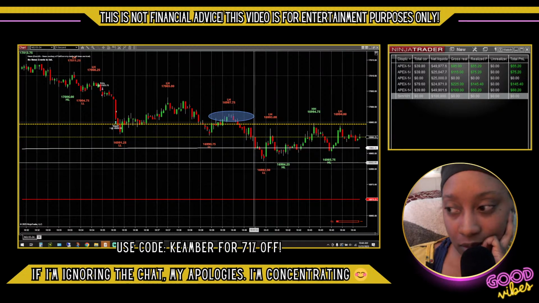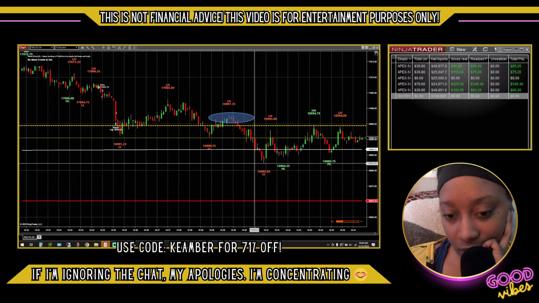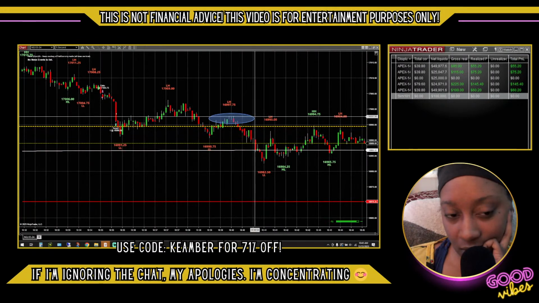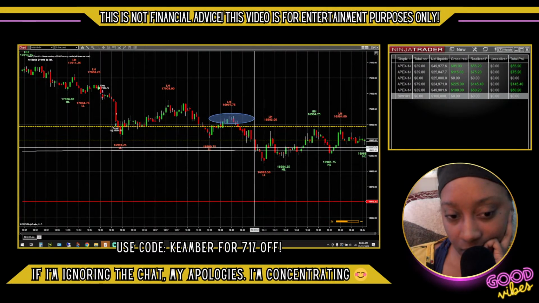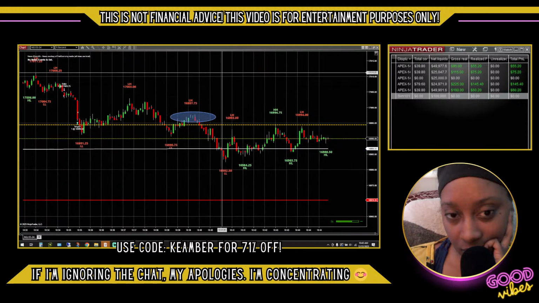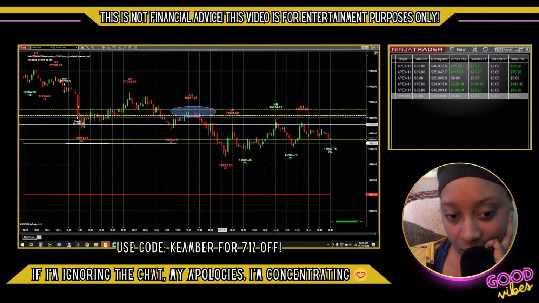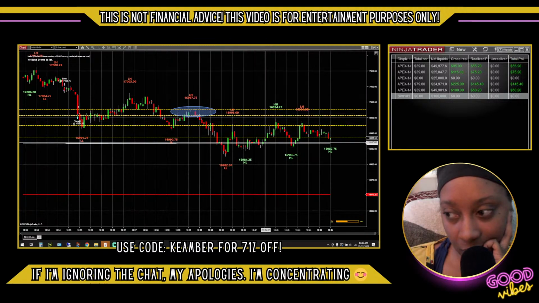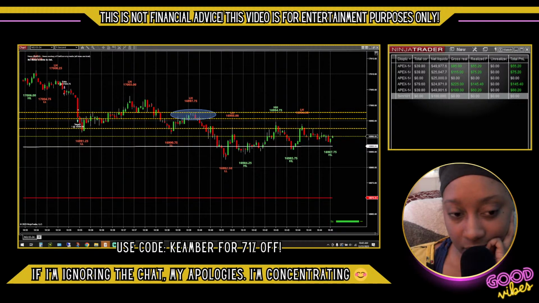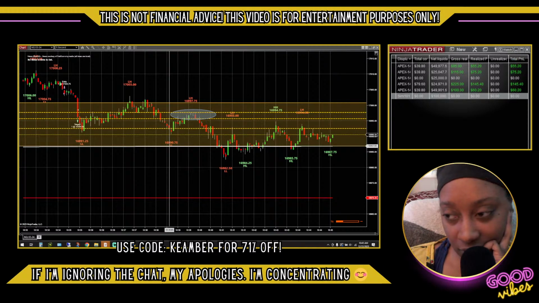Come on, what are you gonna do? Anytime all my levels get close to each other, it just starts consolidating so heavy. Major, mid, minor, and VWAP. So the consolidation zone looks like that.